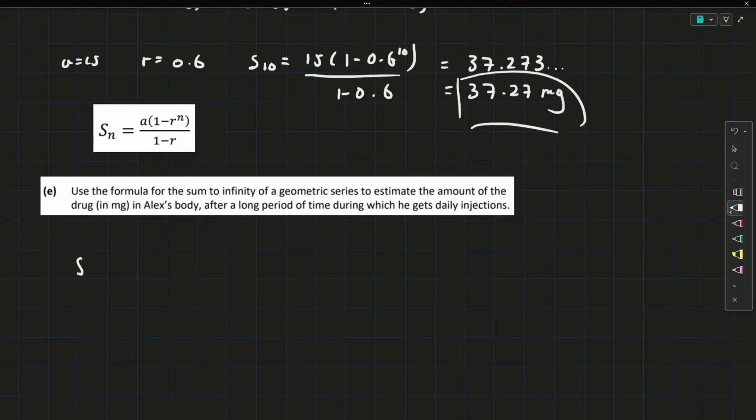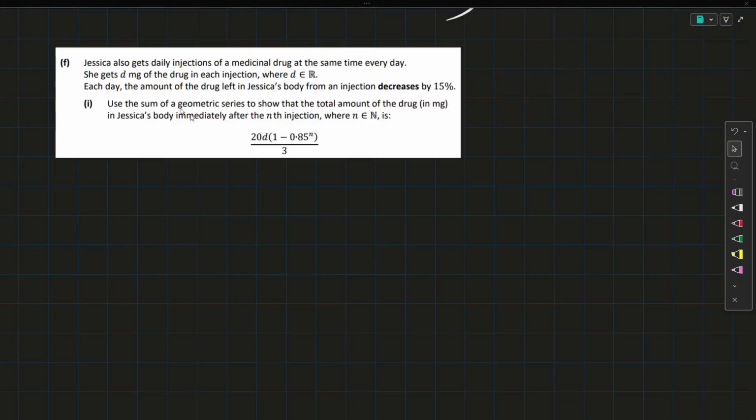But there is a formula in the tables book as well, which looks like this. And that's just because this r to the power of n term is equal to 0. So that's how it simplifies. So we'll get 15 divided by 1 minus 0.6. And you can put that into your calculator. And what you should get is 37.5 milligrams.